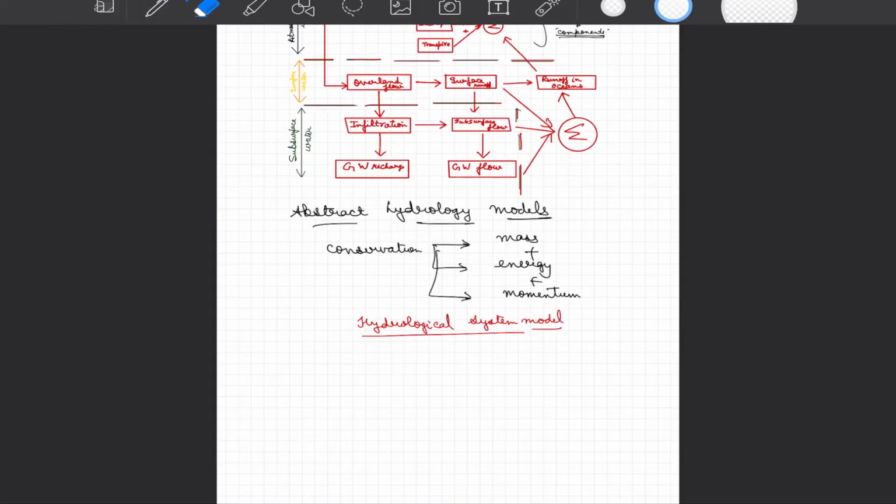Now, in the course of hydrology, we will hear the words hydrological system modeling quite often. So we'll try to understand how to define these two terms, which are very important. First is the hydrological system, and then what is a hydrological system model.